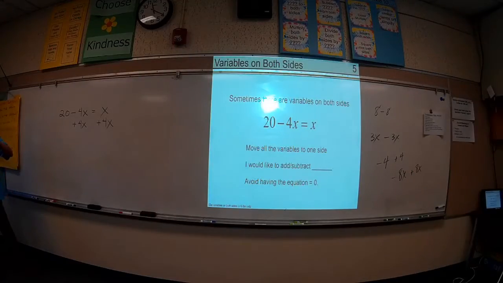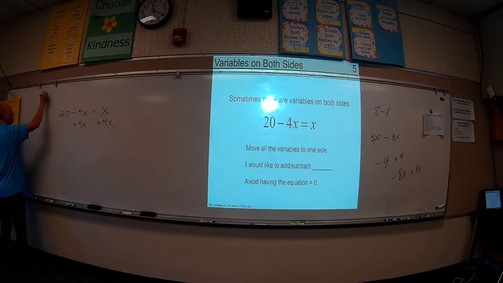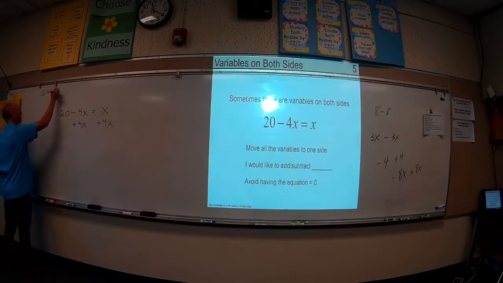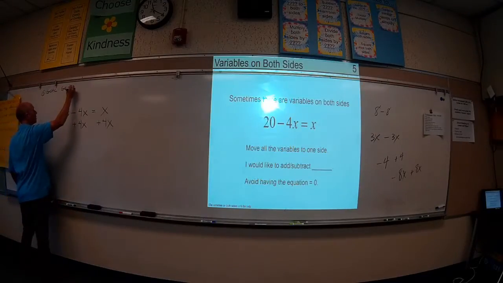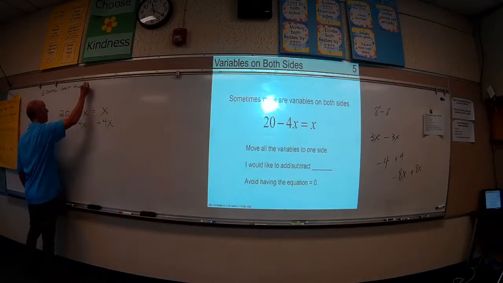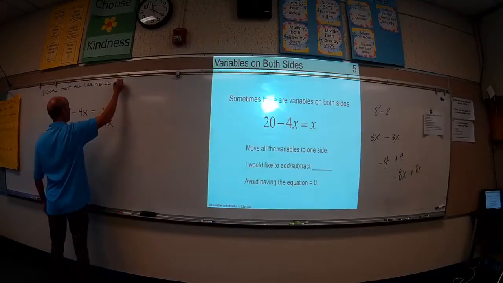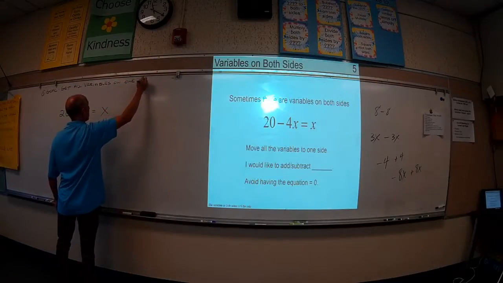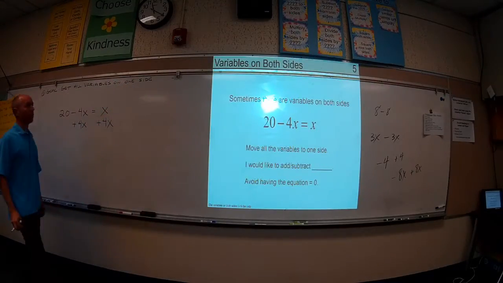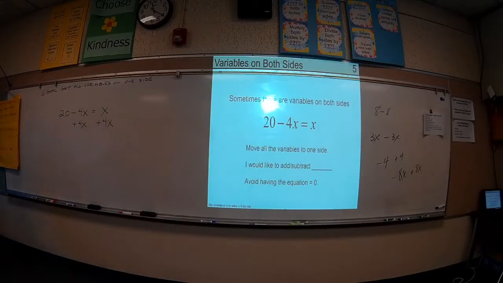The goal is to get all the variables on one side of the equation. So let's put that on our note. The goal, that's what we're trying to do. We're trying to get all the variables on one side. That's your goal. Write down the word goal. Goal, get all the variables on one side.